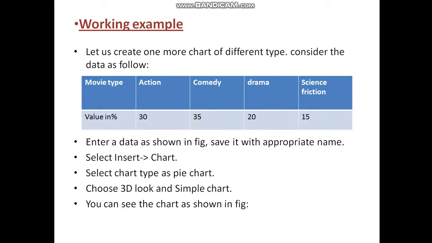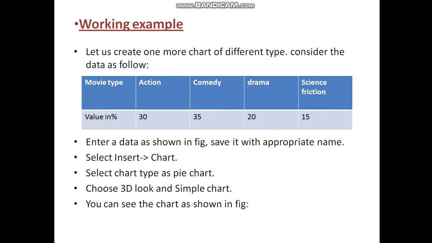Working example. Let's create one more chart of a different type. Consider the data as follows. First of all, make a table in Calc with 2 rows and 5 columns. First is movie type, then values in percentage, that is 2 rows.